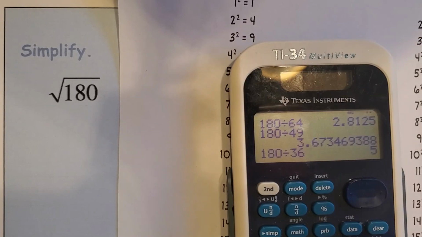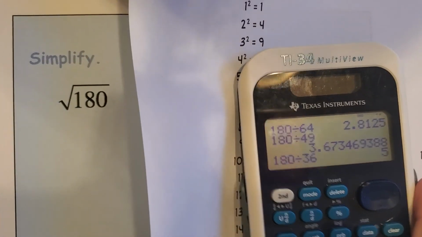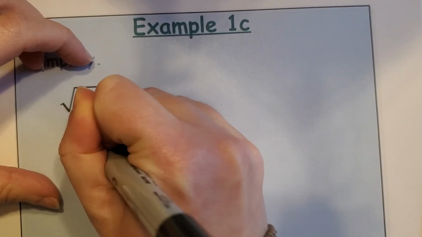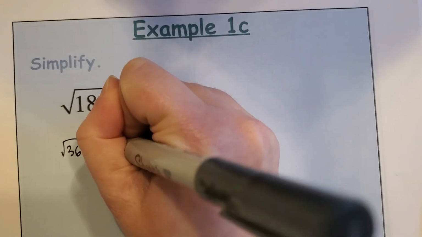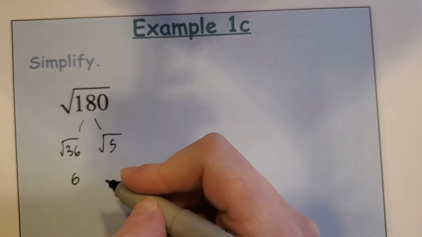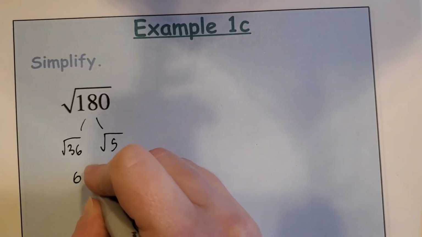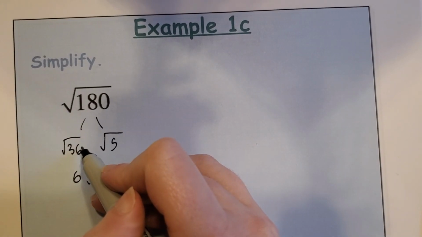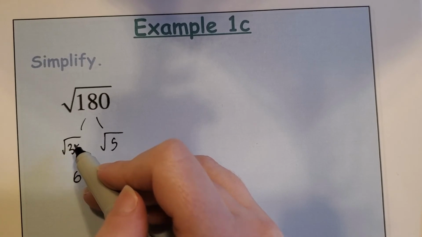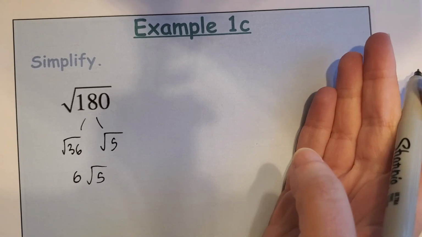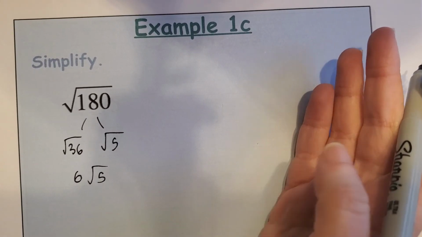Okay, there we go. 180 divided by 36 is 5. So the square root of 180 breaks down into the square root of 36 and the square root of 5. 36 is a perfect square. Its square root is 6. And we leave root 5 alone. You'll also see me put the perfect square factors in front. Technically, the order doesn't matter, again, of the numbers. 5 times 36 is the same thing as 36 times 5.